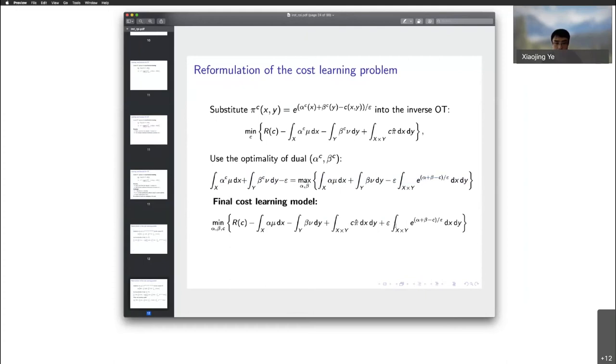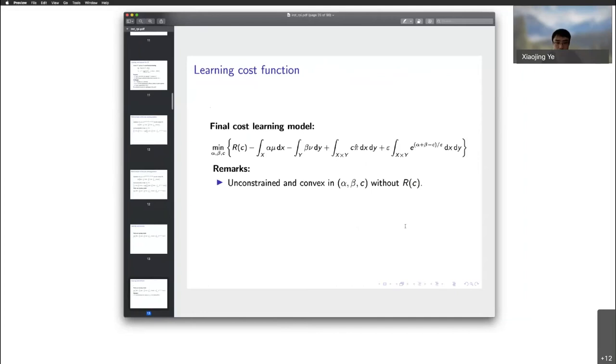Some features that we can observe from this model is that this problem itself is not constrained at all. Unlike the bilevel optimization formulation we had earlier, there's no constraint at all. And it's a convex problem in terms of alpha, beta and c. It's actually jointly convex in alpha, beta and c, if we don't consider this R(C) yet. If you impose a non-convex regularization here, then of course the problem becomes non-convex. But before you add any regularization, the other terms together are unconstrained and convex.